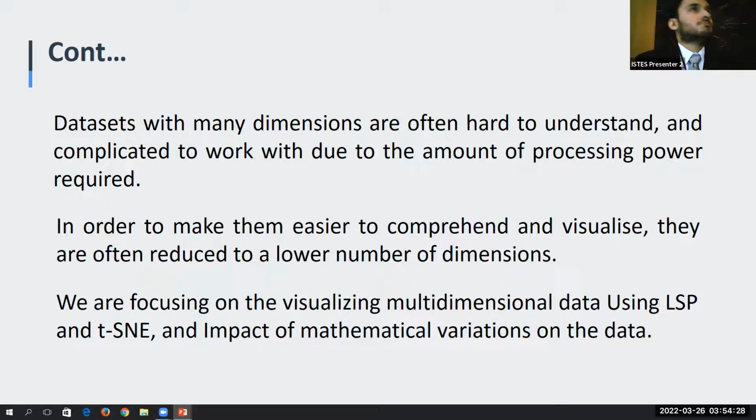Normally, we use three, four or five dimensions: 1D, 2D, 3D, and 4D. So we reduce the multidimensional data to 2D so that we can see the data in a better way and analyze what is going on with it. In this paper, we are focusing on multidimensional projection using LSP and t-SNE, and the impact of the mathematical variations behind them.